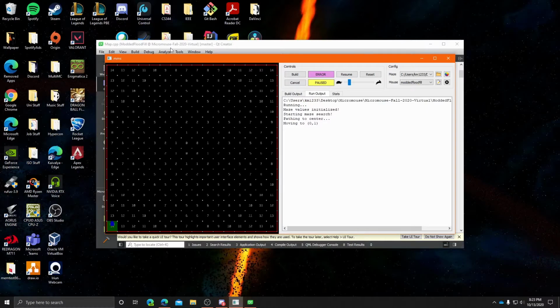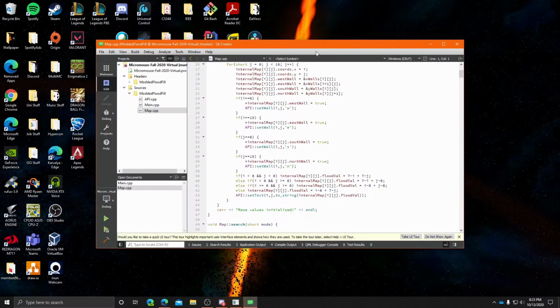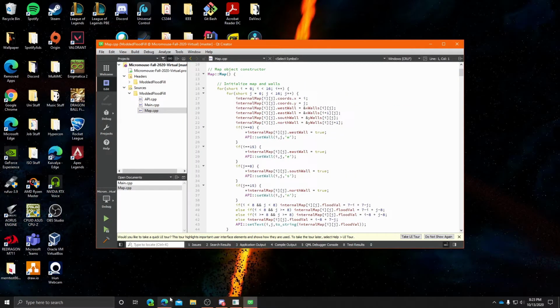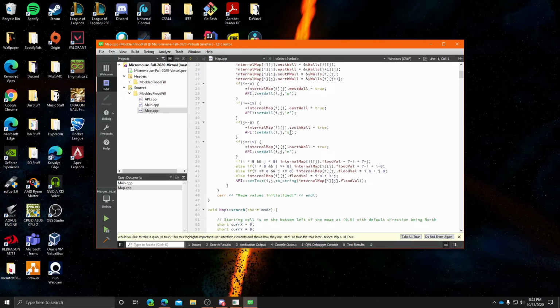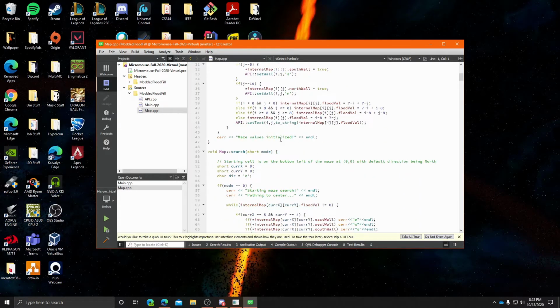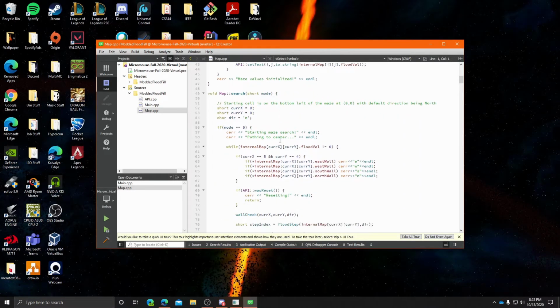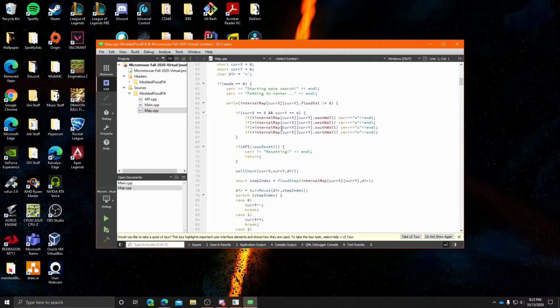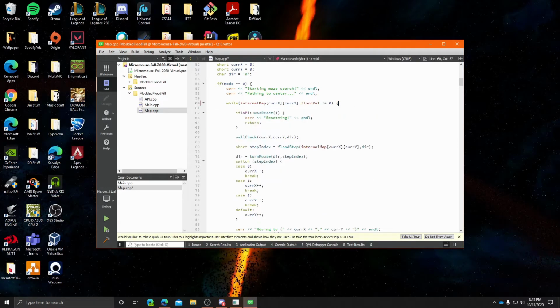So initially, all the walls on the ends of the maze are set, and the cells' values are set based on their Manhattan distance to the closest center cell, and that's for the beginning. And then when it's searching, this is just a little test thing I did because the simulator was bugging out earlier for some reason.